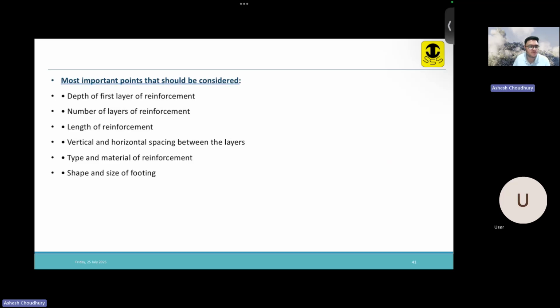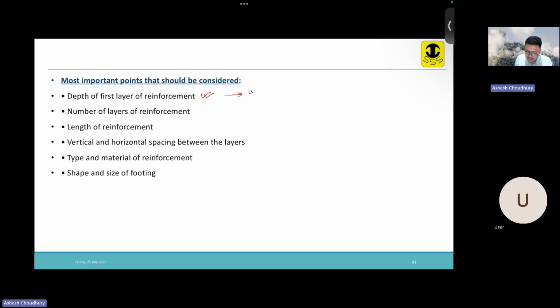The first one is the depth of the first layer of the reinforcement, which I already mentioned to you. It is very important because it determines whether proper mobilization of strain will happen at that level or not. That will determine the load carrying behavior, how the load transfer happens from one geotextile layer to the other. So the first layer of the reinforcement is very important.